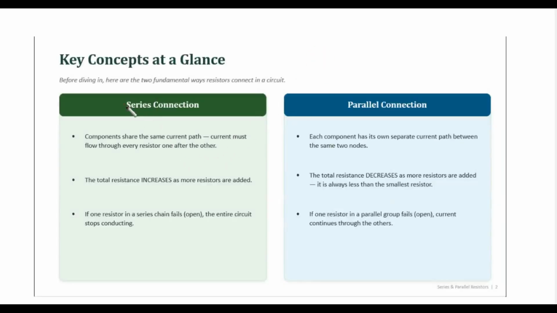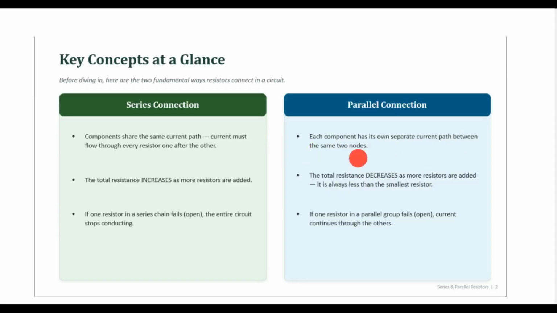A very quick glance. Before diving in, there are two fundamental ways to connect resistors in a circuit. Resistors can be connected in series or in parallel. Let's see a very quick comparison. For series combination, components share the same current path. Current must flow through every resistor one after the other. For parallel combination, each component has its own separate current path between the same two nodes.